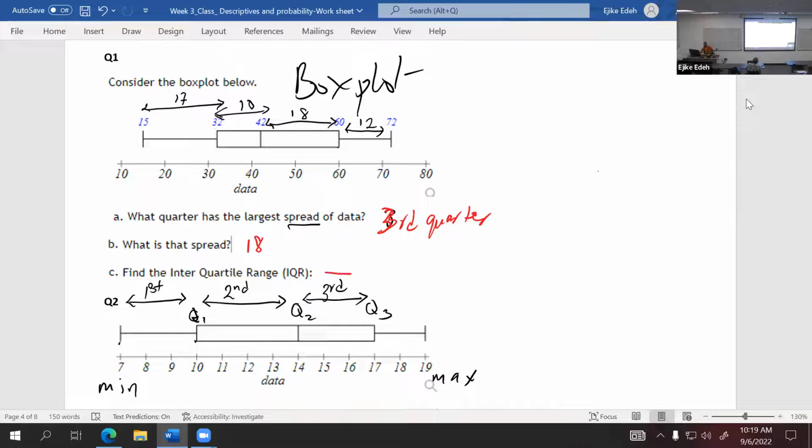The interquartile range is simply Q3 minus Q1. So whatever value you have in Q3 minus the value you have in Q1 will give you the interquartile range. So over here we have 60 minus 32. 28, right? All right, thank you. So the interquartile range is 28.